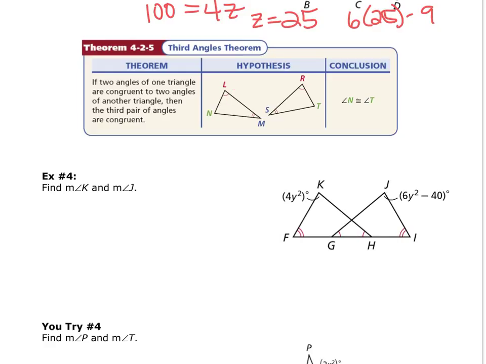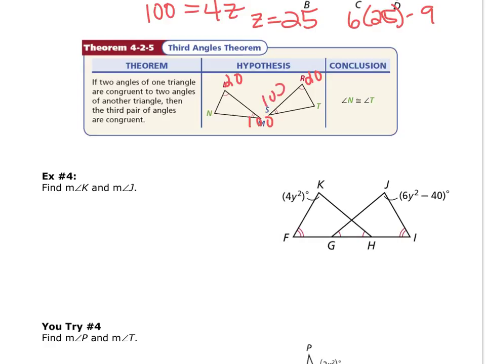So if L is the same as R and M is the same as S, well, when you do all the math and take that away from 180, you're going to get the same value here. So let's throw some numbers in here just so you can see it better. Let's say L is 20. Well, L and R are congruent. That means that one's 20. Let's say M is 100. Well, M and S have to be congruent, so there's 100.